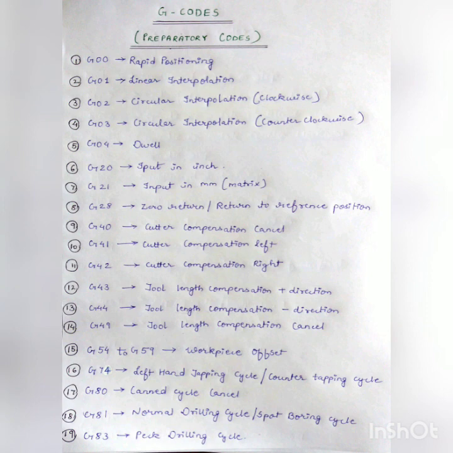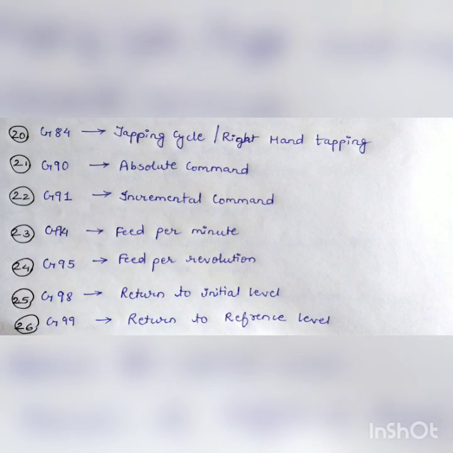G74 means left hand tapping cycle or counter tapping cycle. G80 means canned cycle cancel. Now 18th is G81, which means normal drilling cycle or spot boring cycle. G83 means peck drilling cycle, which we are going to use. G84 tapping cycle or right hand tapping cycle.